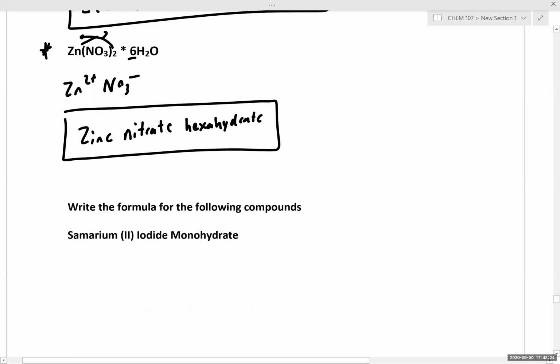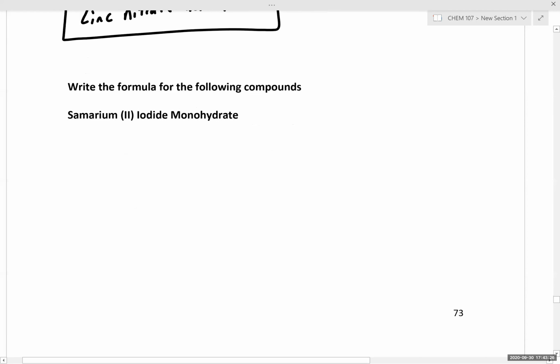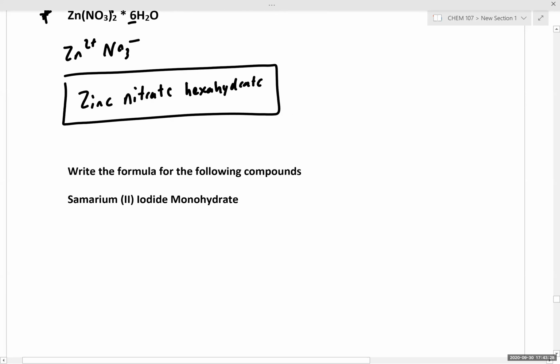Perfect. So let's try one last example, and I'd like you to write the formula for the following compound. And let's spend about another 1.5 to 2 minutes writing the formula for this following hydrate.